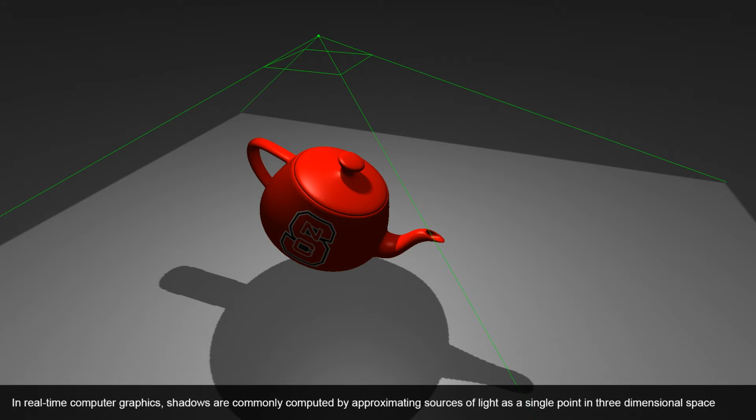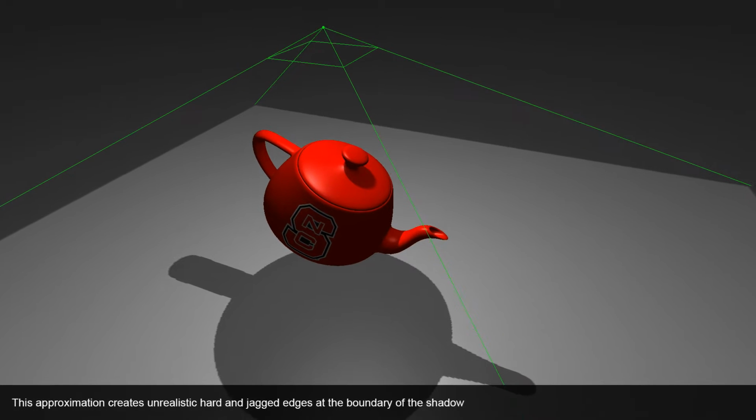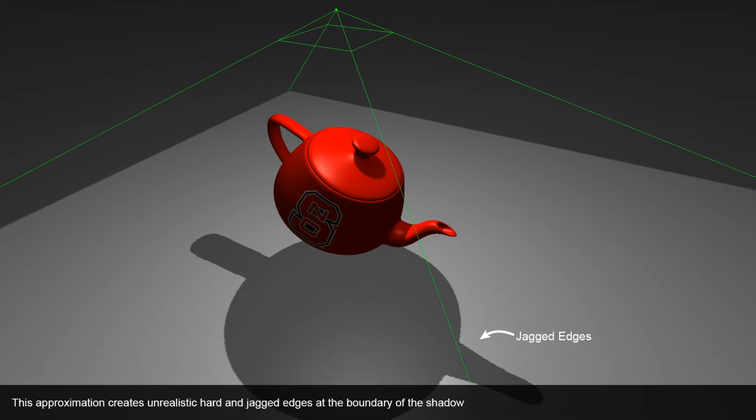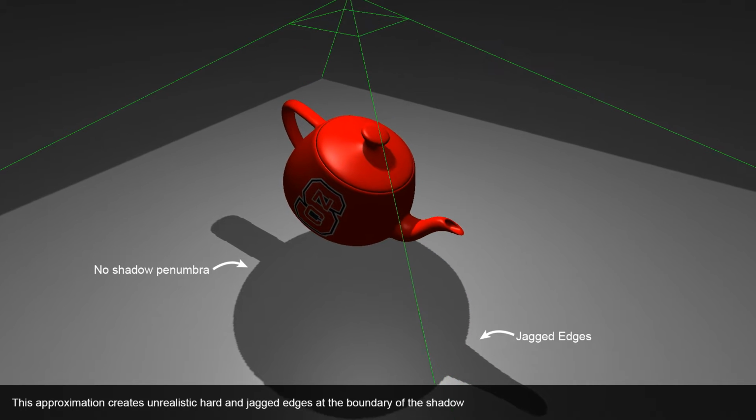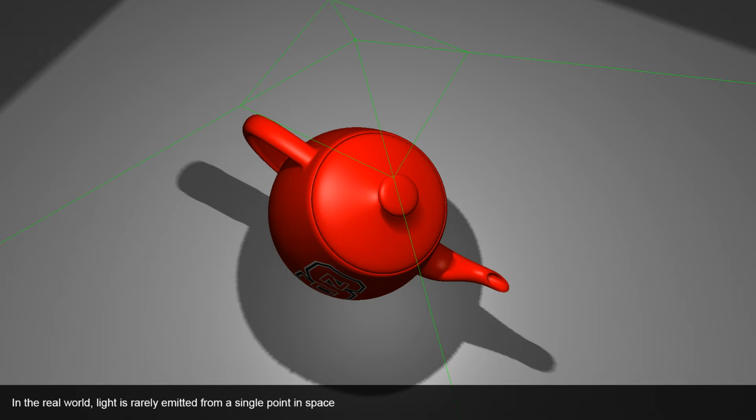In real-time computer graphics, shadows are commonly computed by approximating sources of light as a single point in three-dimensional space. This approximation creates unrealistic hard and jagged edges at the boundary of the shadow. In the real world, light is rarely emitted from a single point in space.